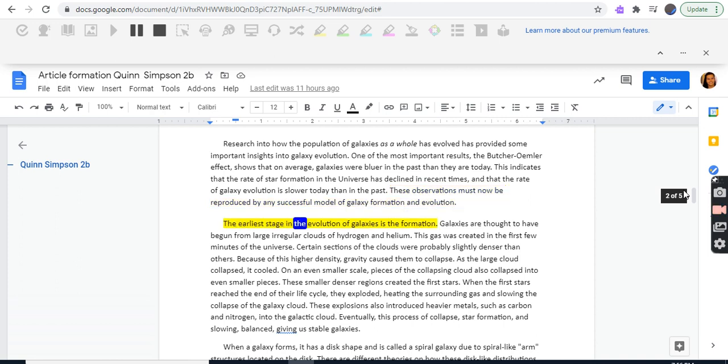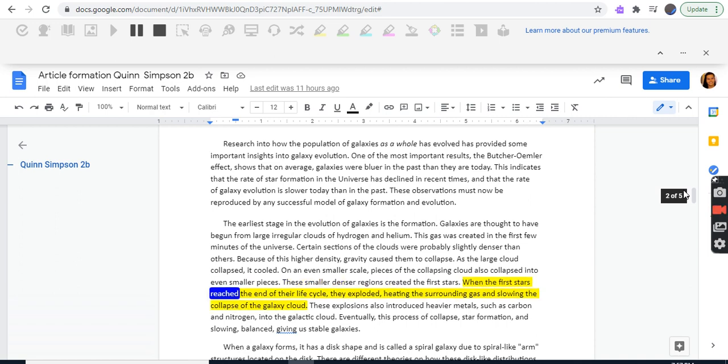The earliest stage in the evolution of galaxies is the formation. Galaxies are thought to have begun from large irregular clouds of hydrogen and helium. This gas was created in the first few minutes of the universe. Certain sections of the clouds were probably slightly denser than others. Because of this higher density, gravity caused them to collapse. As the large cloud collapsed, it cooled. On an even smaller scale, pieces of the collapsing cloud also collapsed into even smaller pieces. These smaller, denser regions created the first stars.